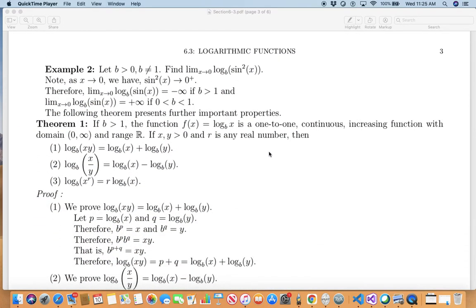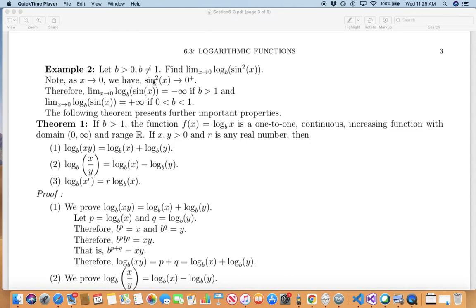Here is an example. Let base b be greater than 0 and not equal to 1. Find the limit as x approaches 0 of log base b of sine squared x. Now that's tricky. I'm saying x approaching 0. Notice I could approach 0 from the left for all you care, but the point is, as x approaches 0, sine squared, because of the square, approaches 0 from the right.